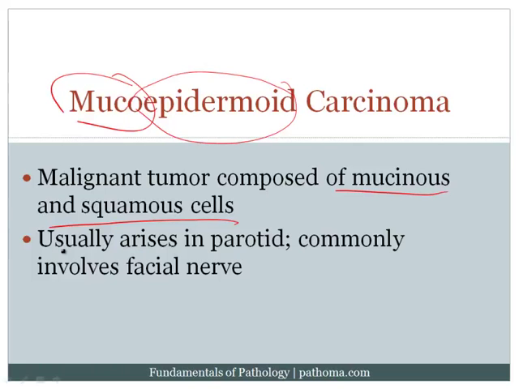This usually arises in the parotid, and it's going to commonly involve the facial nerve. It's a malignant tumor, so again the facial nerve runs right through the parotid, and if you have a malignant tumor of the parotid, it'll damage the facial nerve, creating problems with the facial nerve, and so that's important to bear in mind as well.